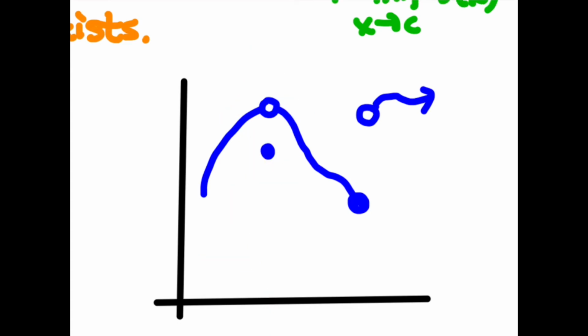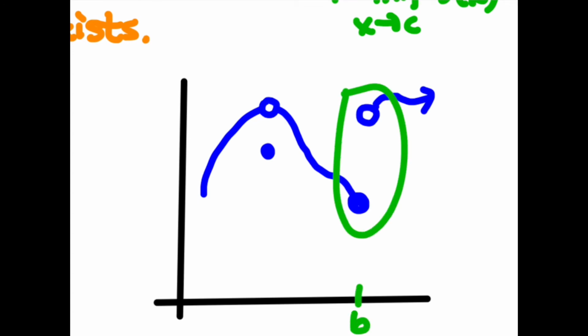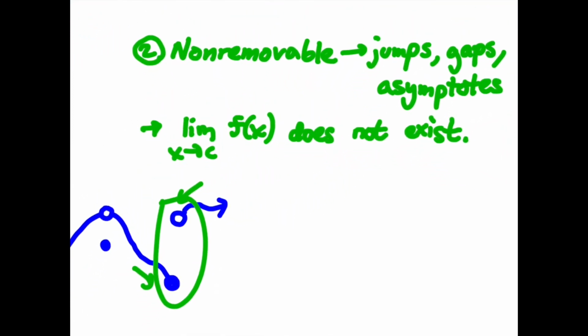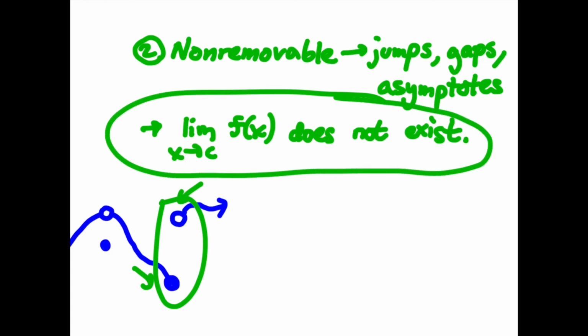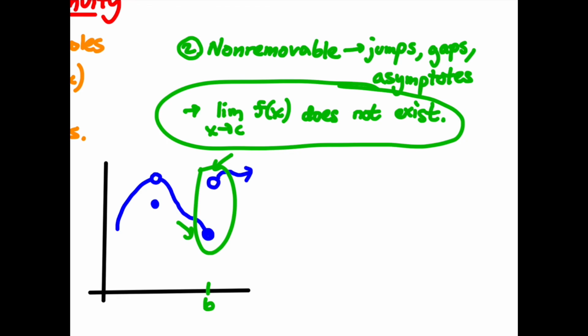A non-removable discontinuity would be occurring right here. Let's just say this is when x is equal to b. And as you can see, the limit from this side does not match the limit from this side. And if you remember, that's what makes something a non-removable discontinuity. It says the limit of f of x as x approaches c does not exist. Now we used b in this example, but the same premise still holds.